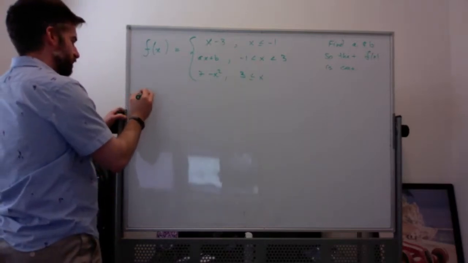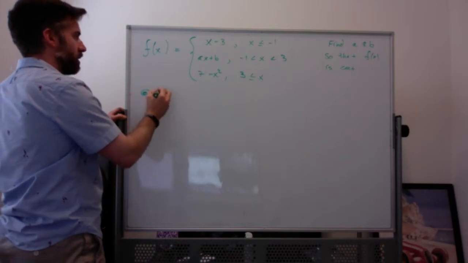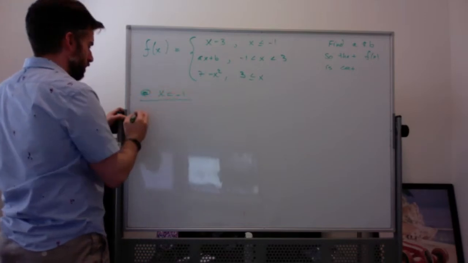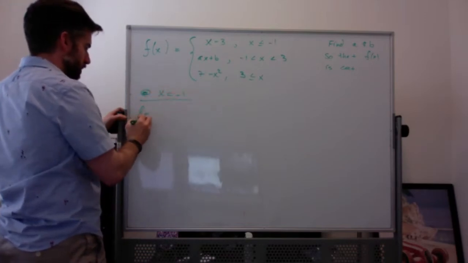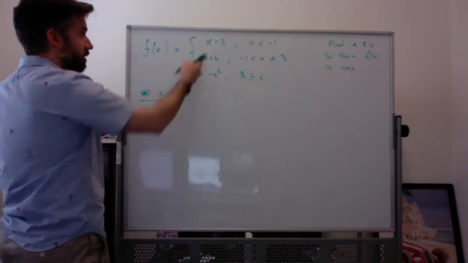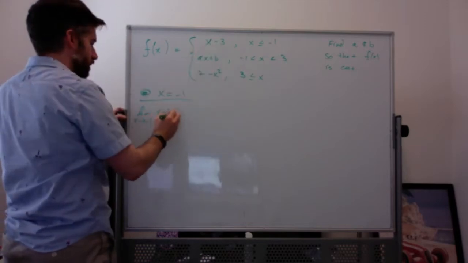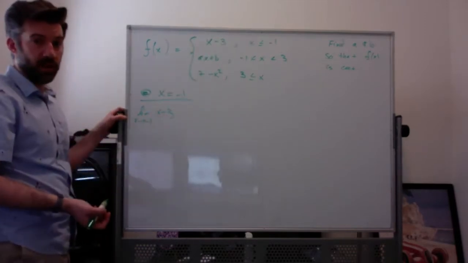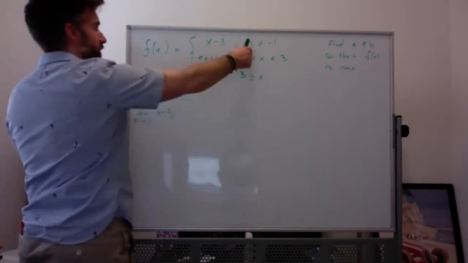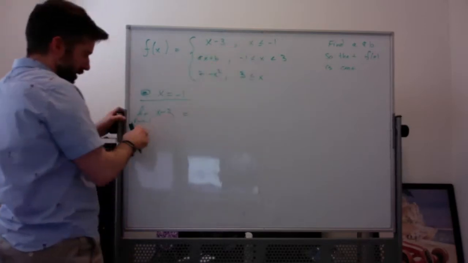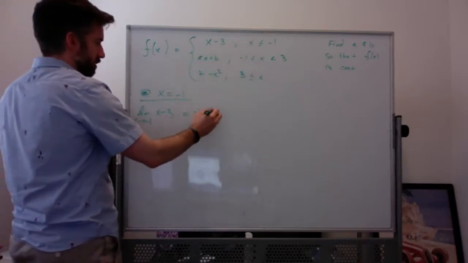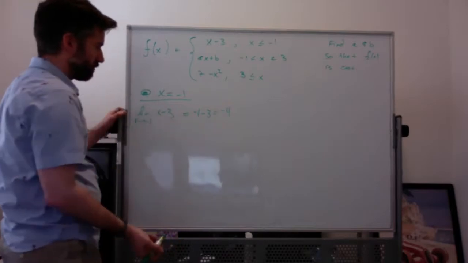So at x equals -1, the limit as x approaches -1 from the left, I'm using that piece of the function, right? x minus 3, because that's when I'm left of -1. And I'm just going to plug in -1 and get -1 minus 3, which is -4.